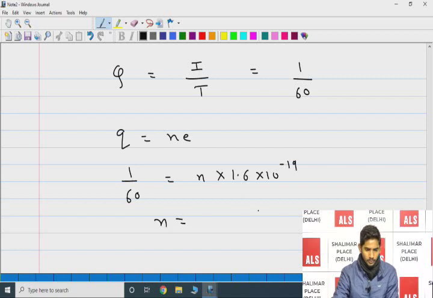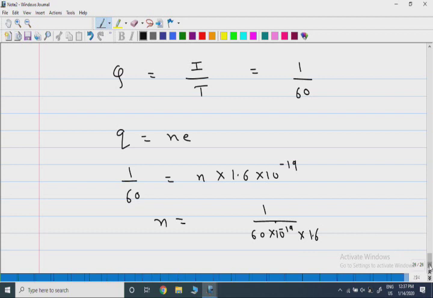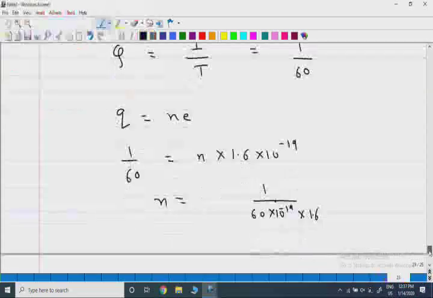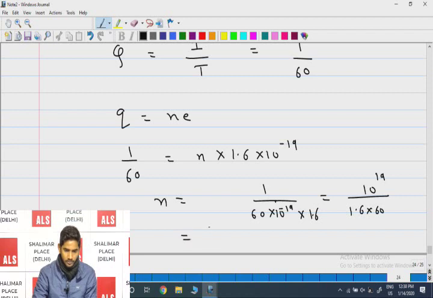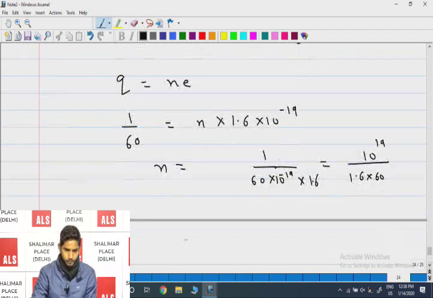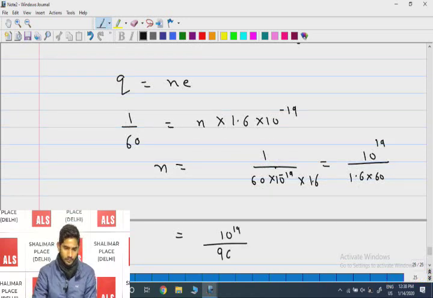So N is equal to what? 1 upon 60 into 10 to the power minus 19 into 1.6. So this is nothing but 10 to the power 19 upon 1.6 into 60, which is 10 to the power 19 upon 96. Simply solve it and you will have your answer.